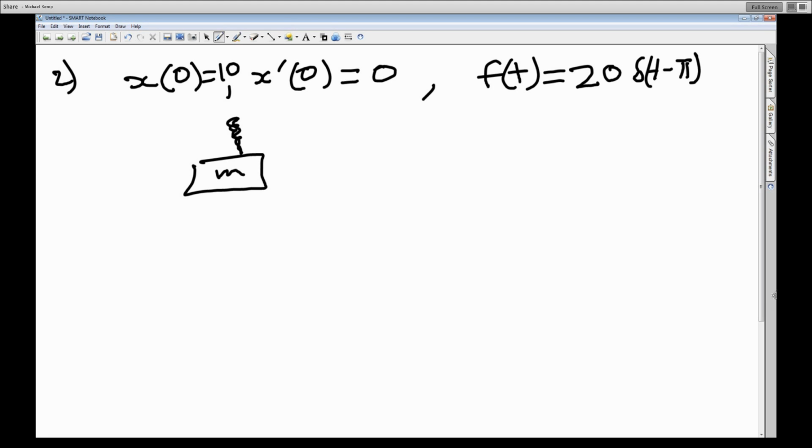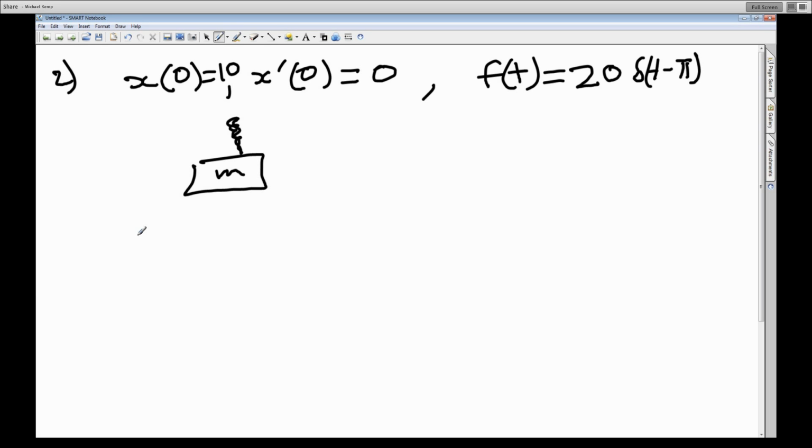Essentially, you could do this by mechanisms already done, by solving it first for t less than pi, and then the impulse will change the velocity. The impulse is the change in momentum, and you can use that to work out the change in velocity. The position won't change instantly, but it will change the speed, and you can therefore solve a new initial value problem. That's a more direct way of doing it, but Laplace transforms do it nicely.